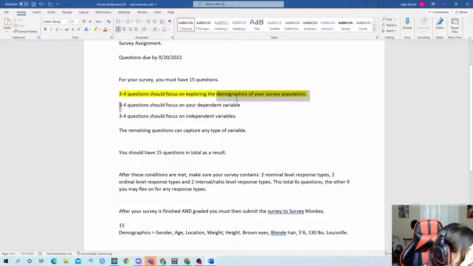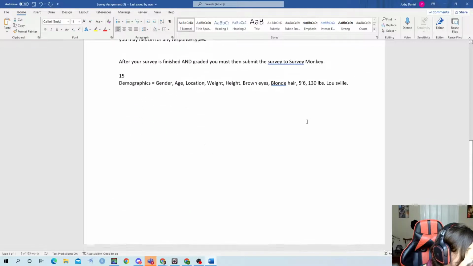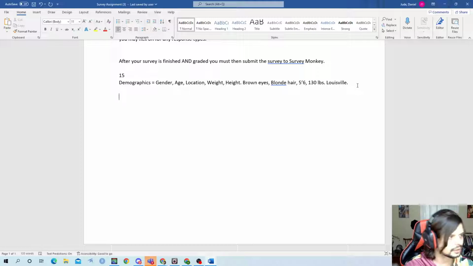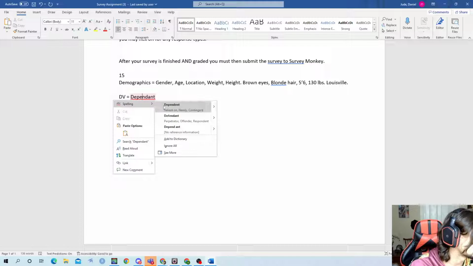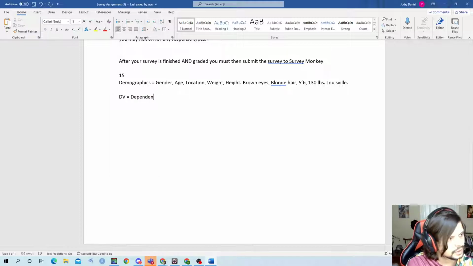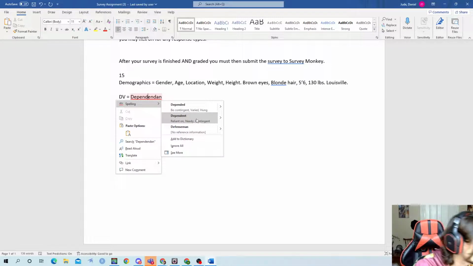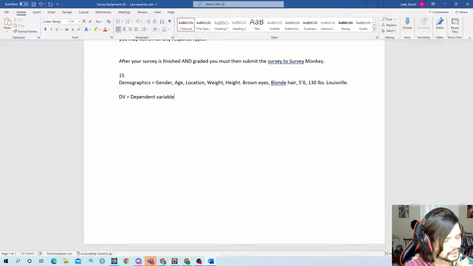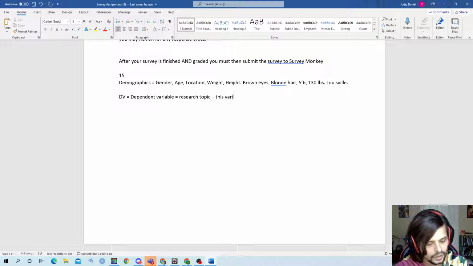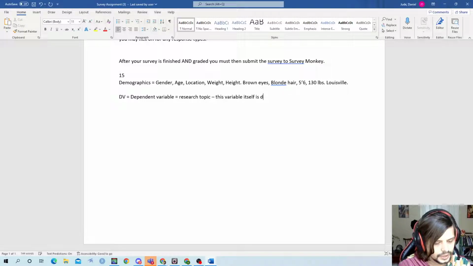So 3 to 4 of your questions should focus on your dependent variable, which is like your research topic. So recall that dependent variable is dependent. And again, refer to the video lecture that was posted for more information on this too. I'll go over it again here. Dependent variable means the variable that is your primary research topic, and this variable itself is dependent on the independent variable.